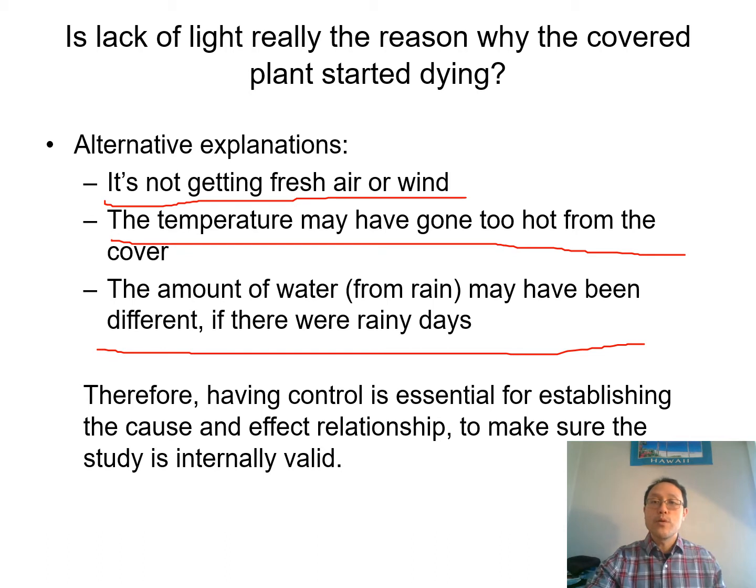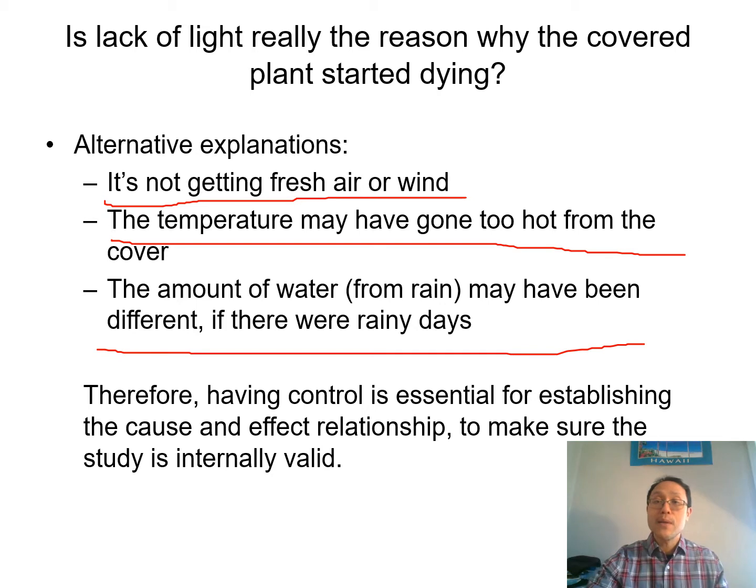So it's really important to establish the cause and effect relationship to make sure that the study is internally valid. For instance, you don't have to use a cover. You can just move this entire plant into the shadow, while the other is still receiving the sunlight, and you can do this in a temperature-controlled setting, and make sure both plants are getting exactly the same amount of water, to rule out all of these alternative explanations. And so you can see whether it really is the effect of getting sunlight or not that is causing these two plants to look different.